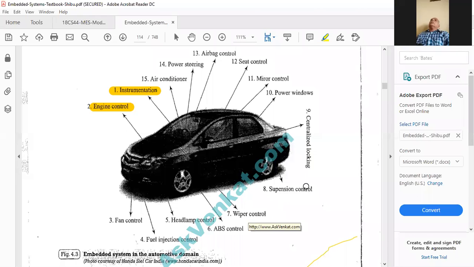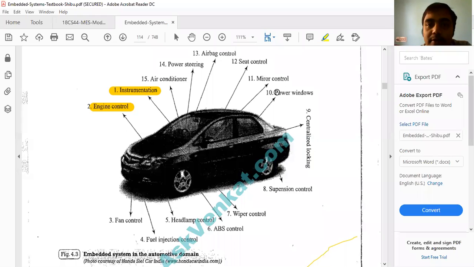Next, suspension control. Power windows, as you already know, without using manual effort, simply by pressing a button I can control the windows. I can close the windows, open the windows, and fix the window. Next, coming to the mirror control. Earlier we needed to fix the mirror position manually, but now, simply pressing or rotating a knob, I can control the mirror. Next, about the seat control.